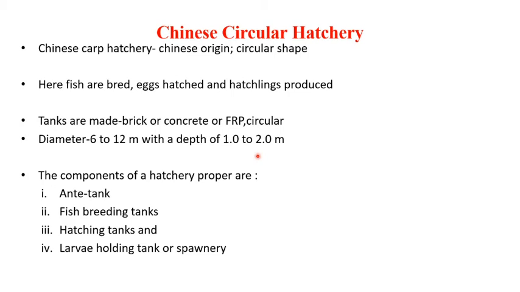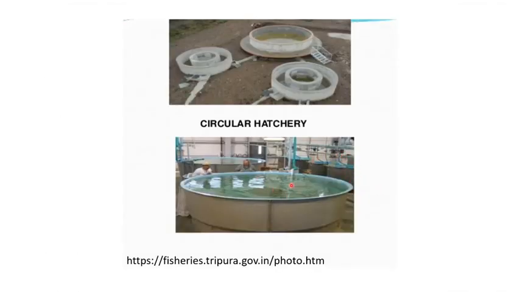The base of the tank is sloped towards the center where the central outlet is located. They are provided with water jets or inlets on the bottom or inner surface of the tank so as to provide a circular motion of water, which results in better spawning and hatching than the hapa system. The components of the Chinese circular hatchery are ante-tank, fish breeding tanks, hatching tanks and larval holding tanks or nursery. In this picture you can see an image of the circular hatcheries.